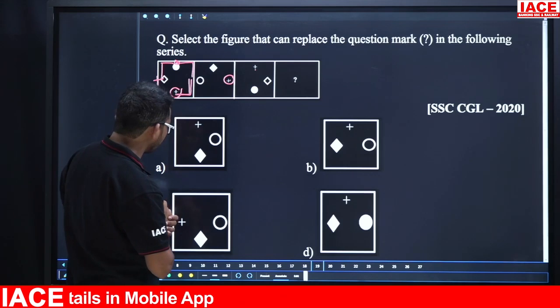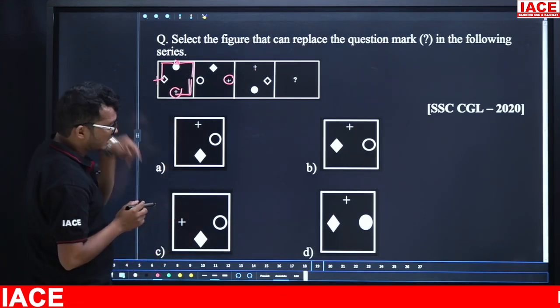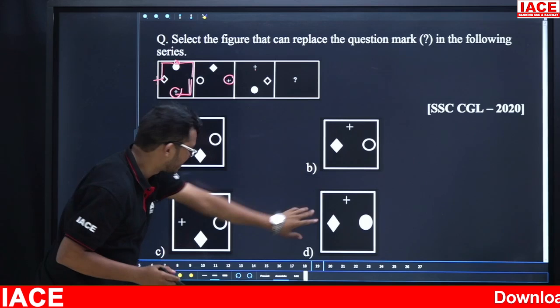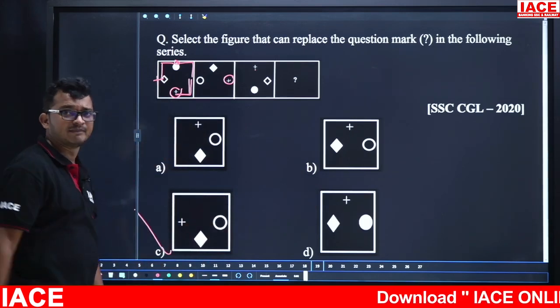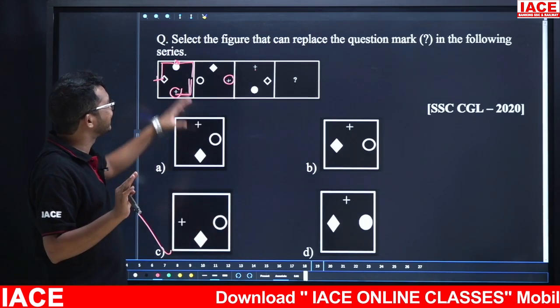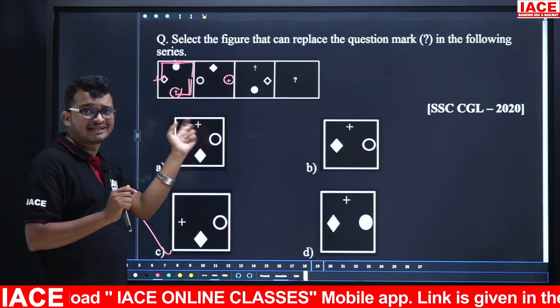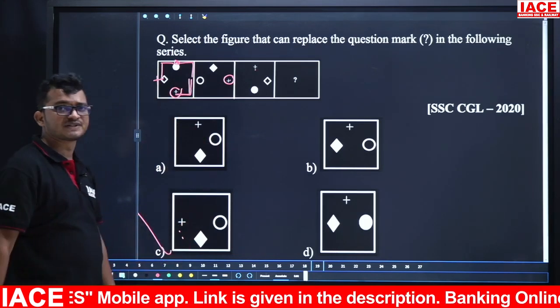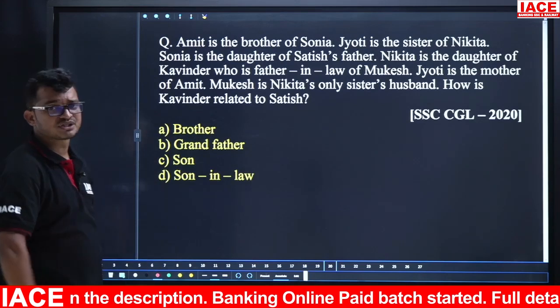Which of the following options has it? Check the left side middle. Here not there, here not there, here not there. That means your answer is option C. Friends, no need to check the entire figure. Just take only one parameter and then analyze. So for this one the answer is option C. Take next question. Your time starts now.